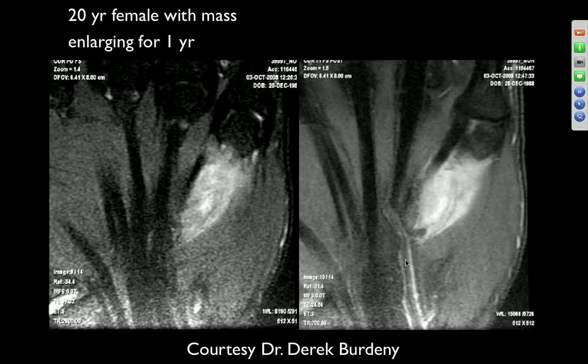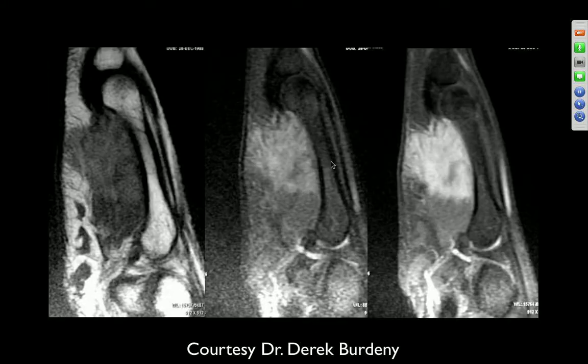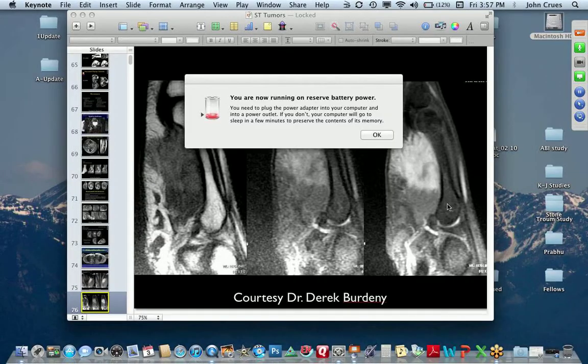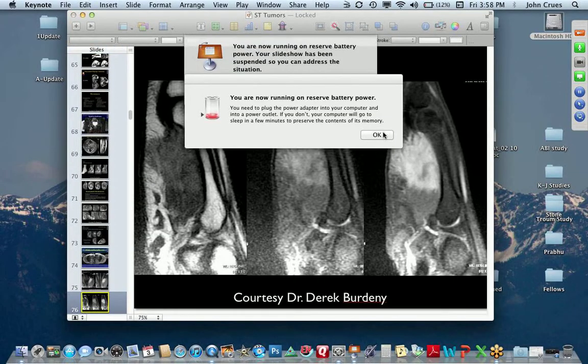20-year-old female with mass enlarging for 1 year. I think this is the thenar prominence here, but we can see a mass like this, very bright in signal, a little bit indistinct margins of the mass on these. But notice how feathery the margins are here. Typically, malignant lesions are very smudged out, and you don't see this kind of feathery detail in the soft tissues. This looks a little bit like what you might expect a lesion in the breast to be.